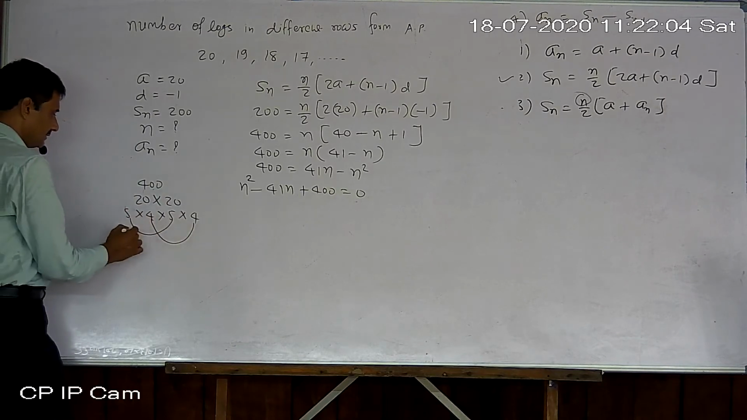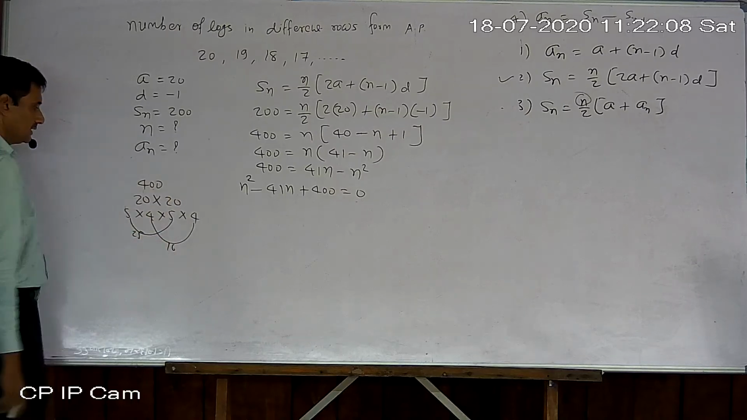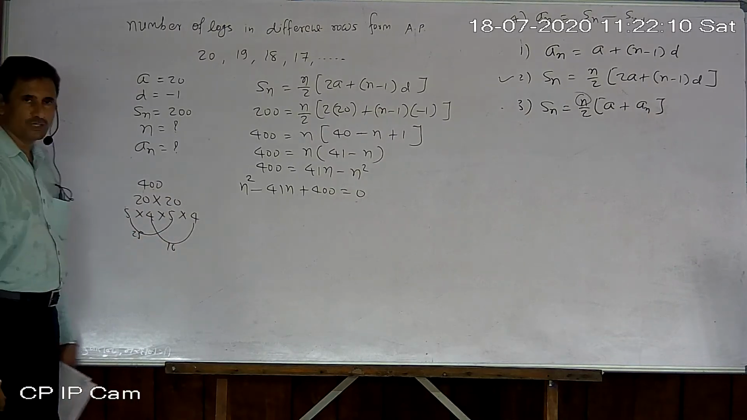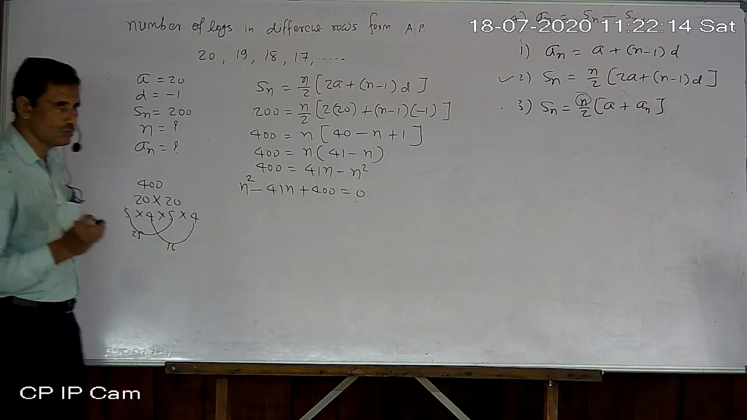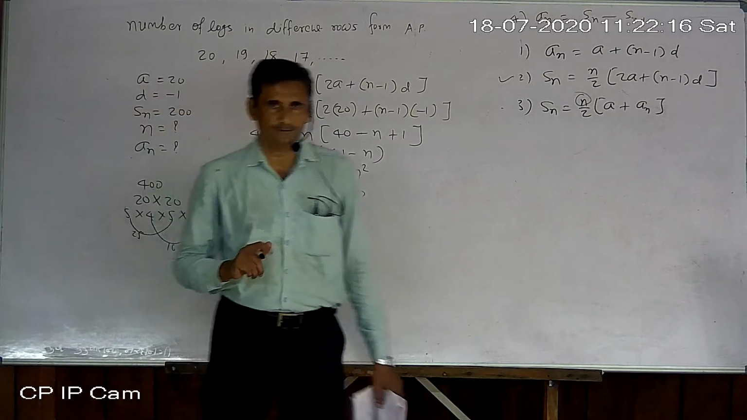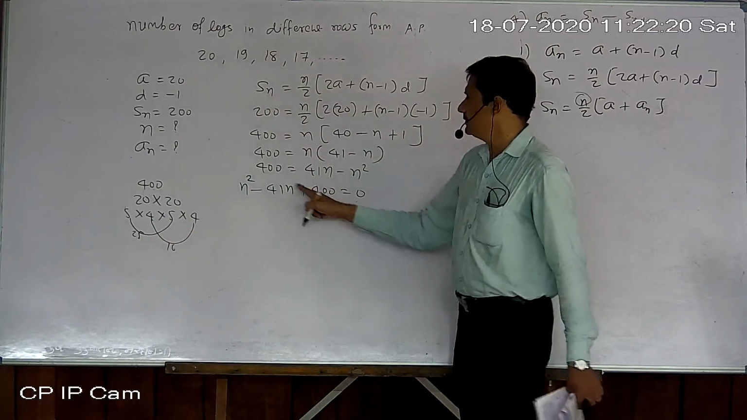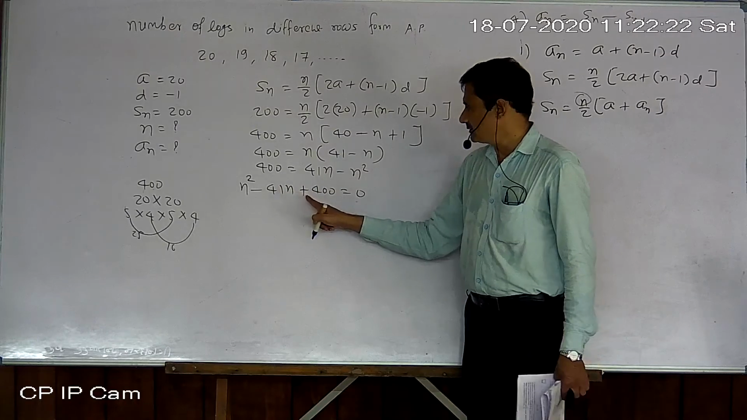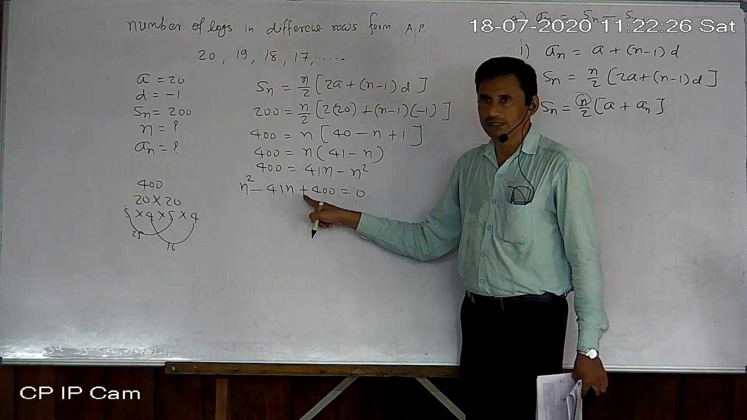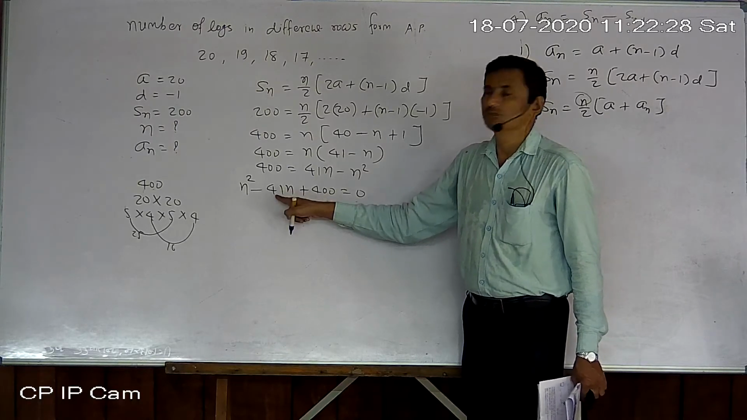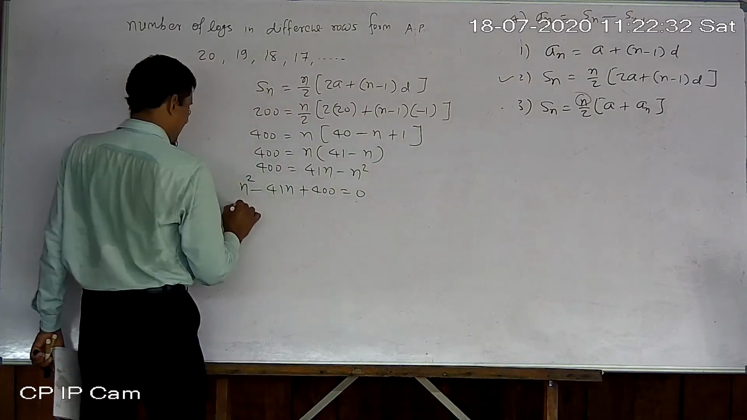So 5 5s are 25, 4 4s are 16. Now just look, whether they give 41? Yes. 25 plus 16 is 41. So we got two factors of 400, 25 and 16, so that their sum becomes 41. If the last term is plus, the sum should be the middle term, and if the last term is minus, then the factors' difference should be the middle term.